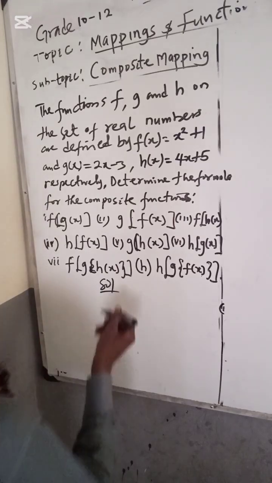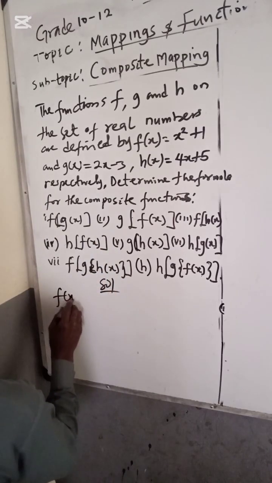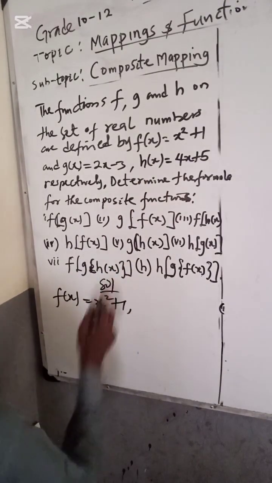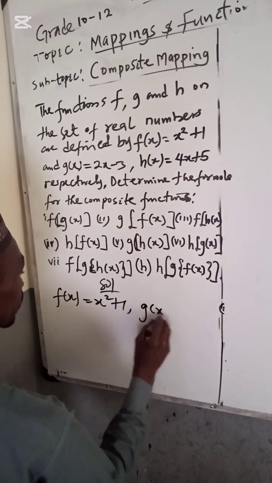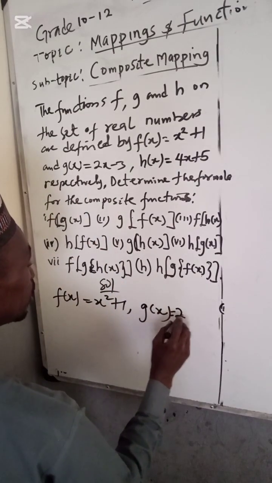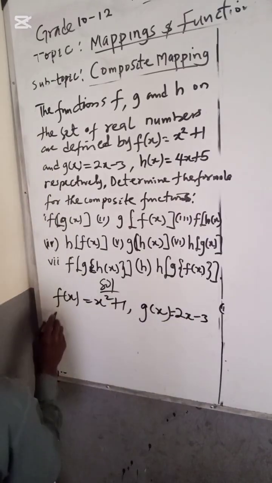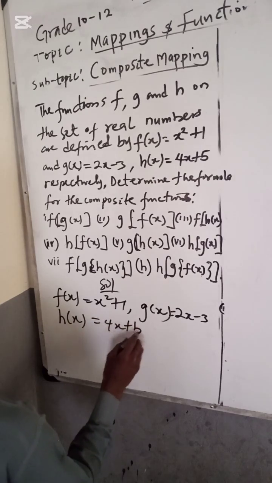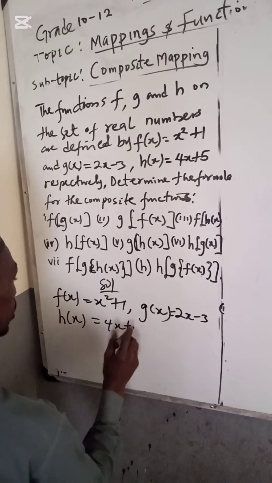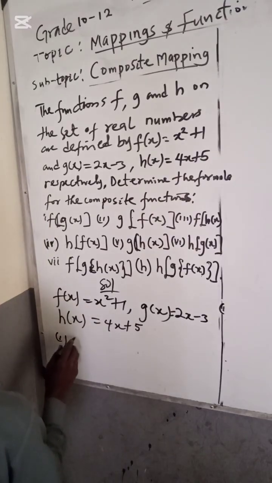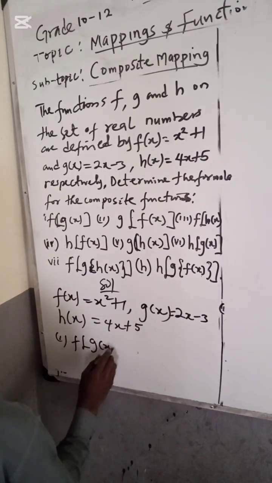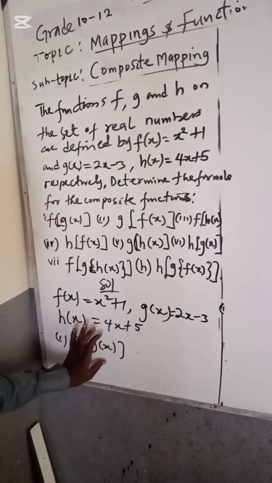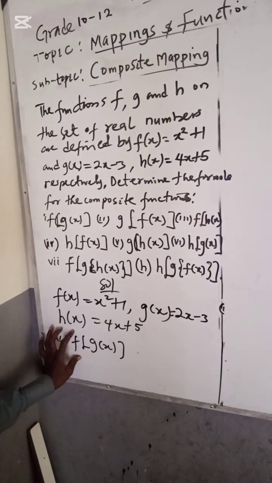Now, let's look at it. The first function here, f of x, is giving us what? x squared plus 1. Then g of x is giving us what? 2x minus 3. Then h of x is giving us what? 4x plus 5. Then the first question thrown at us says we should look for what? f of g of x. I told you the interpretation. It means you should plug g of x into f of x.